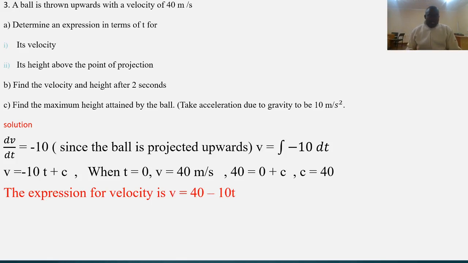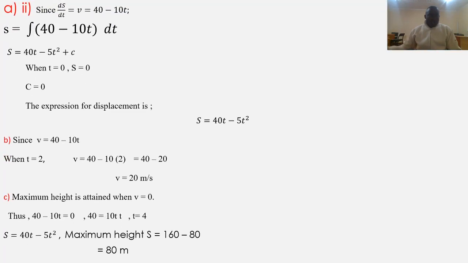Now I need to find the same expression for the height above the point of projection. We know that ds over dt equals v, which is 40 minus 10t, like we have found above. If I integrate, this gives me s, the displacement. It becomes 40t minus 10t squared over 2, which is 5t squared, plus c. So my displacement equals 40t minus 5t squared plus c.